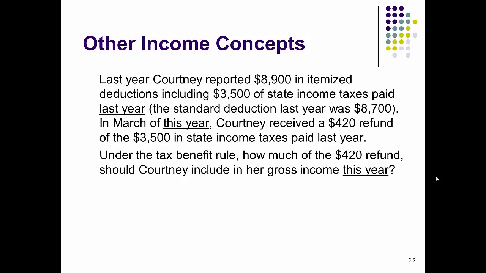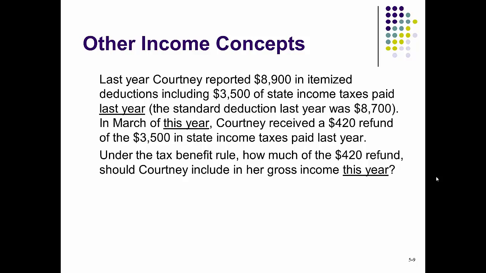Last year, Courtney reported $8,900 in itemized deductions, including $3,500 state income taxes paid last year. The standard deduction last year was $8,700. In March this year, Courtney received a $420 refund of the $3,500 in state income taxes paid last year. Under the tax benefit rule, how much of the $220 refund should Courtney include in her gross income this year? Well, based on the rule, if you already deducted it in the prior year, then anything that is refunded must be included.